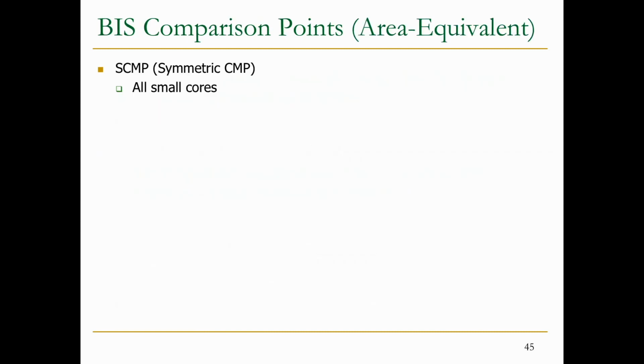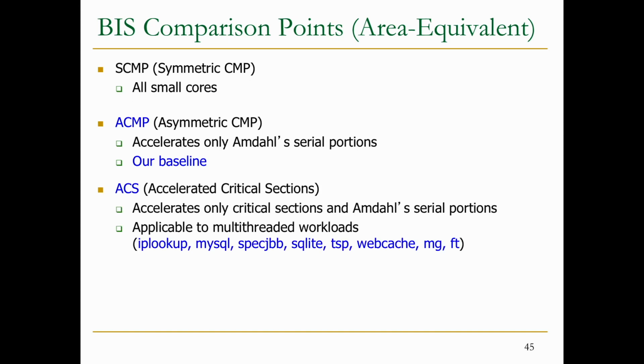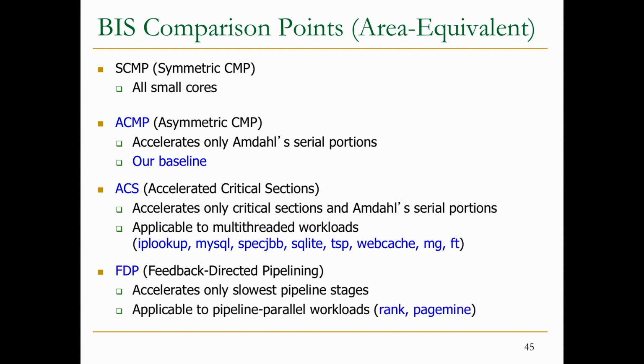And we're going to compare to symmetric multi-core, all small cores. Asymmetric multi-core accelerates only serial parts. Accelerated critical sections, which we already saw. Accelerated critical sections do not work for pipeline parallel workloads or barrier-intensive workloads. They work for locks, mainly. And there is also something called feedback-directed pipelining. The idea over here is it's a software mechanism. Dynamically in software, it figures out what are the slowest pipeline stages, because you can easily measure this, right? By adding write instructions that basically tell you how many times, what is the throughput?